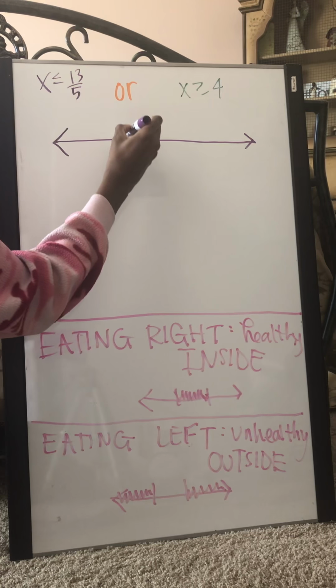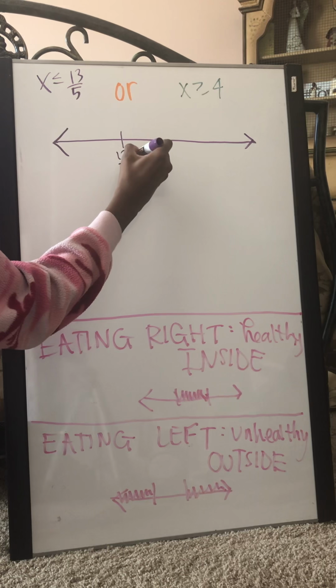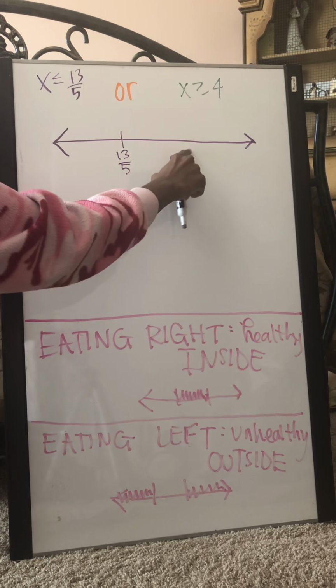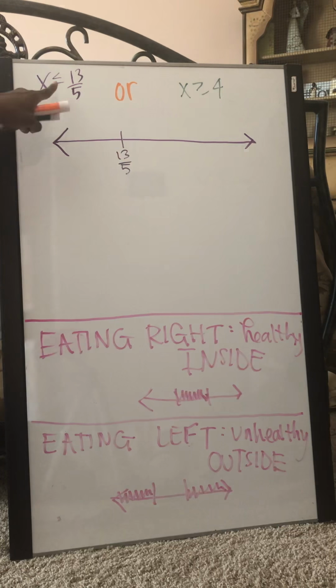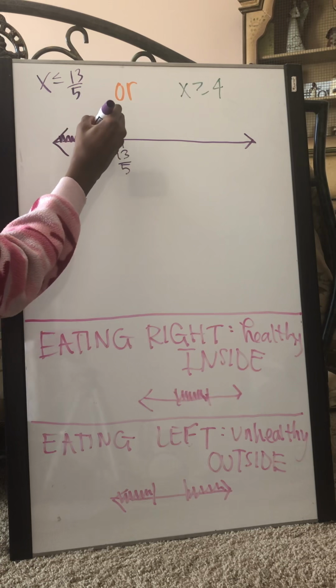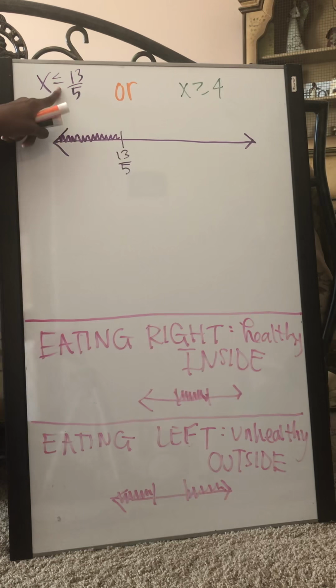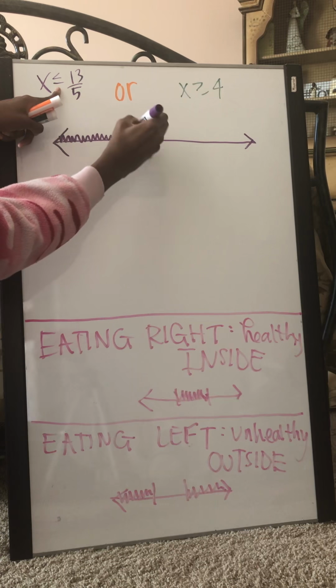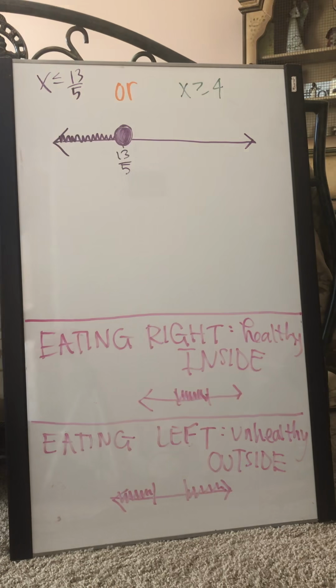So when we write it, 13 over 5, just remember that 4 is going to show up on this right-hand side, okay? It says x is less than or equal to 13 over 5, so it means we shade to the left. And because there's a line underneath it, that means include, so we use a closed circle because there's something inside, or we use a bracket.